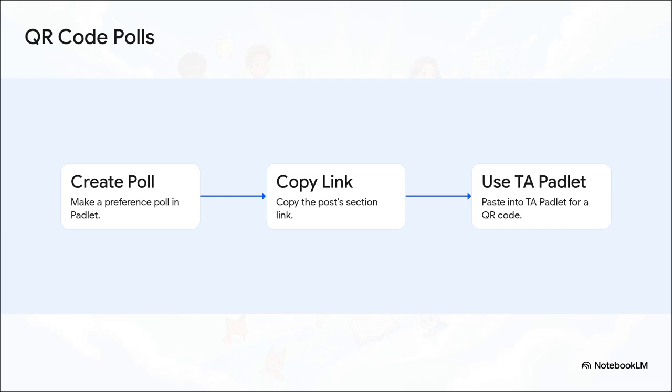Once you set up the poll, just copy the post link and paste it into a TA Padlet. That's short for Teaching Assistant Padlet. When you do that, it instantly spits out a perfectly sized QR code. You just throw that QR code up on the big screen, students scan it with their phones, and boom, they're participating in a real-time live poll right there in the room.